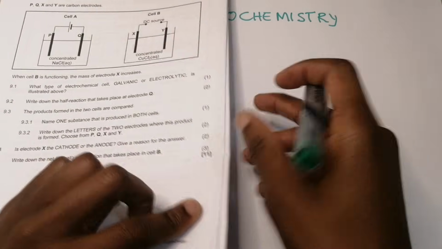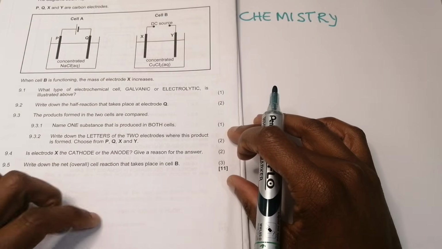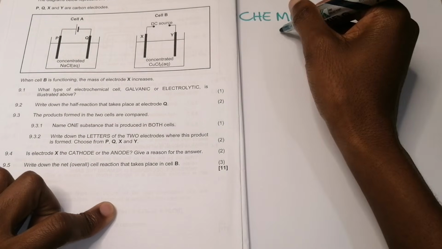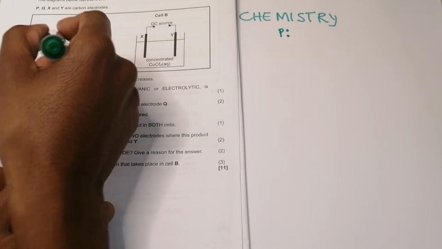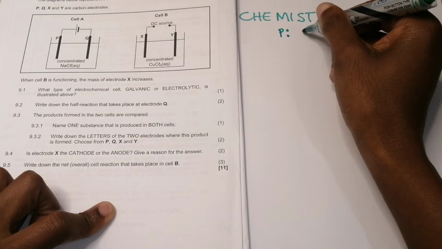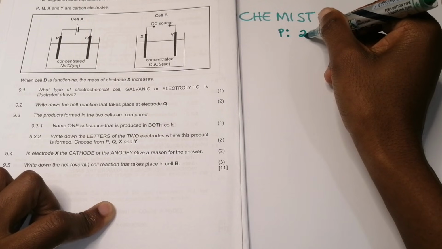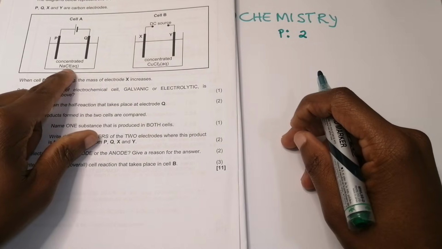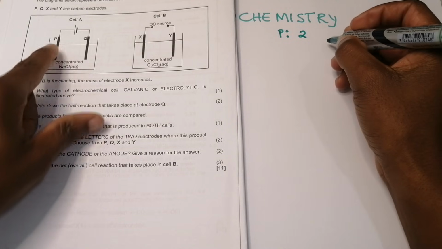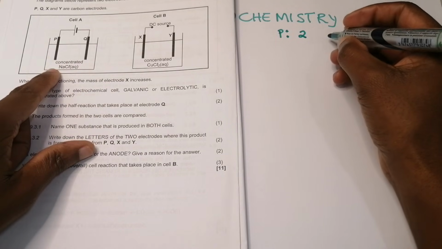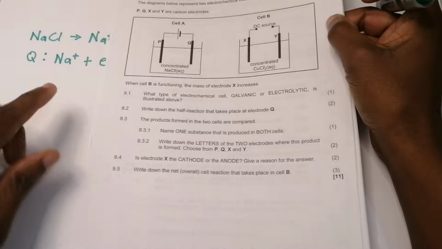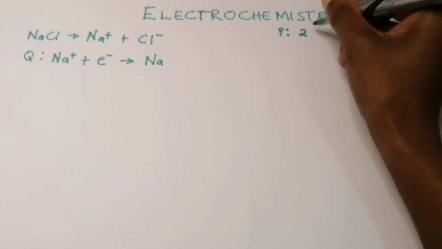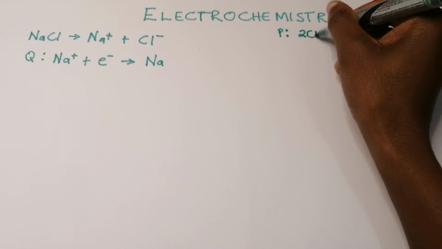So in cell A, at electrode P, which would be positively charged, the reaction that takes place there, remember we said there's sodium and chloride. Because this electrode would be positively charged, I know it would attract the chloride ions. And so as a result, you'd have 2Cl-.